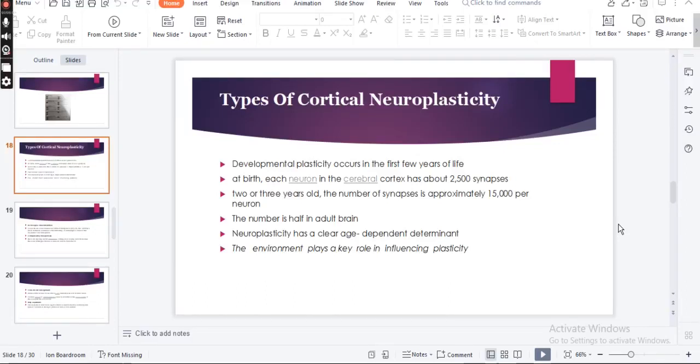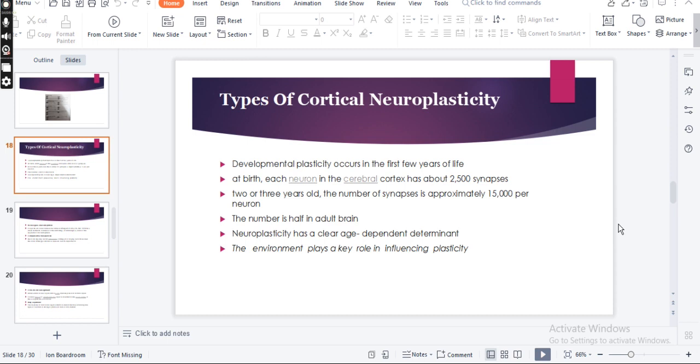Okay guys, in this video we are going to discuss types of cortical neuroplasticity. Earlier we discussed neuroplasticity. Please keep in mind that neuroplasticity is the adaptation of your brain. For example, if there is some injury, then your brain copes with the damage in another way, and this is the term neuroplasticity. Now we have to discuss the types of cortical neuroplasticity.